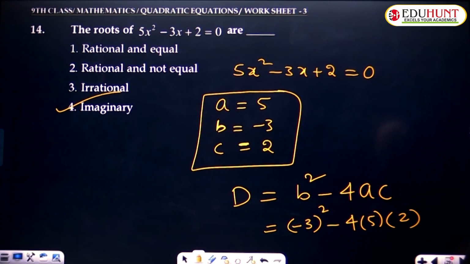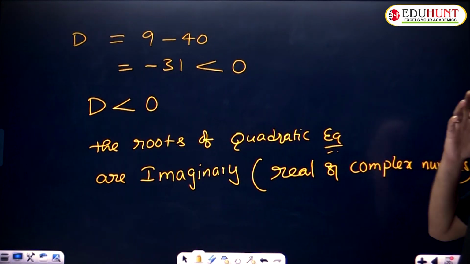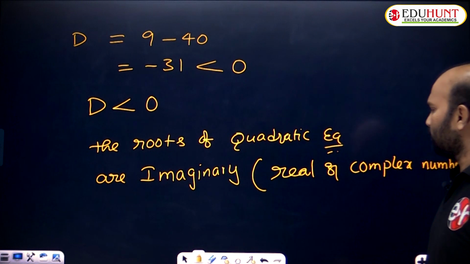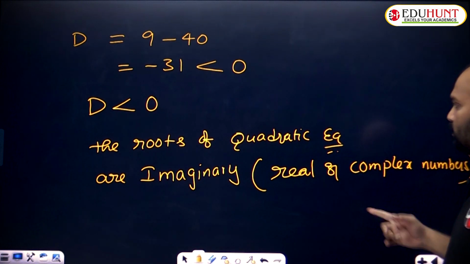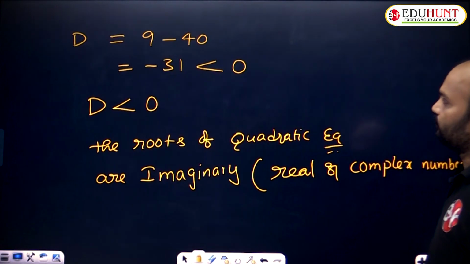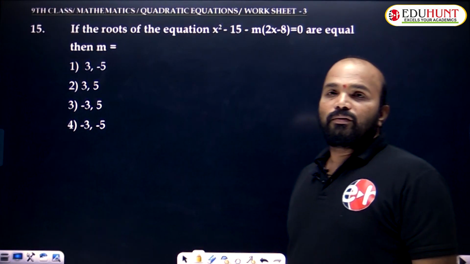Option 4 is the right answer, because what I am getting is the discriminant is less than 0, so the roots of the quadratic equation are imaginary, nothing but real or complex numbers. So the fourth option, imaginary numbers, is the right answer. So let's go to question number 15.